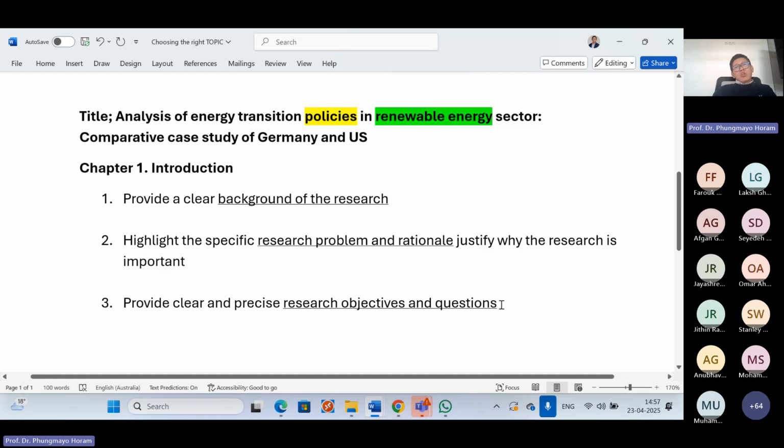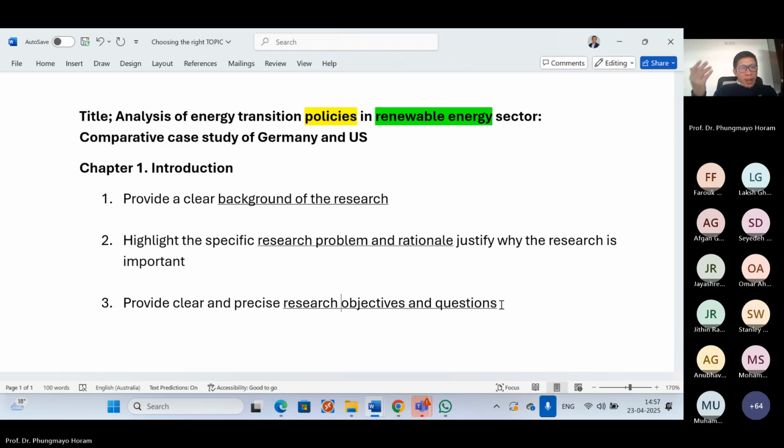So in the introduction chapter, you need to clearly elaborate on three main themes or three main sections: background of your research, research problem and rationale justifying your research, and clear objective and questions.